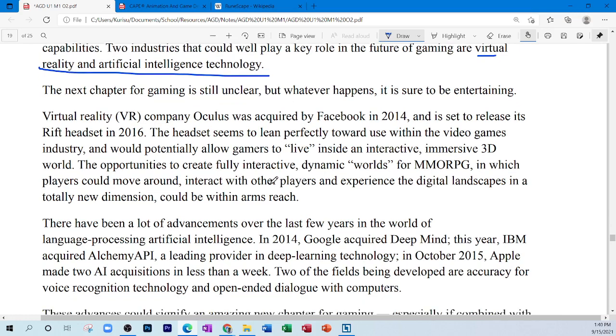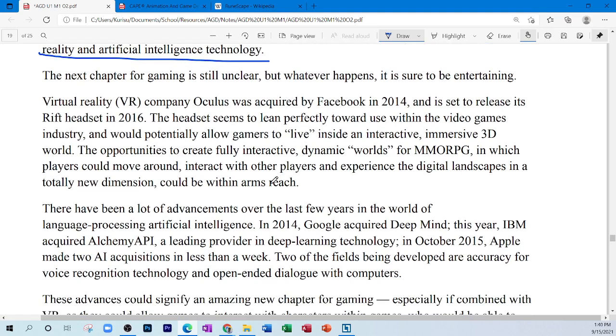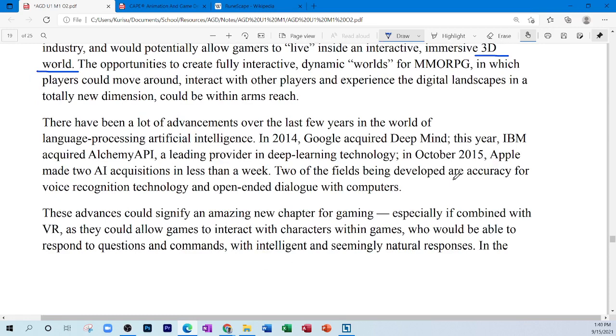Virtual reality company Oculus was acquired by Facebook in 2014 and is set to release its Rift headset in 2016. The headset seems to lean perfectly towards use within the video games industry and would potentially allow gamers to live inside the interactive, immersive 3D world. The opportunities to create a fully interactive dynamic world for MMORPGs, in which players could move around, interact with other players, and experience the digital landscapes in a totally new dimension, could be within arm's reach.